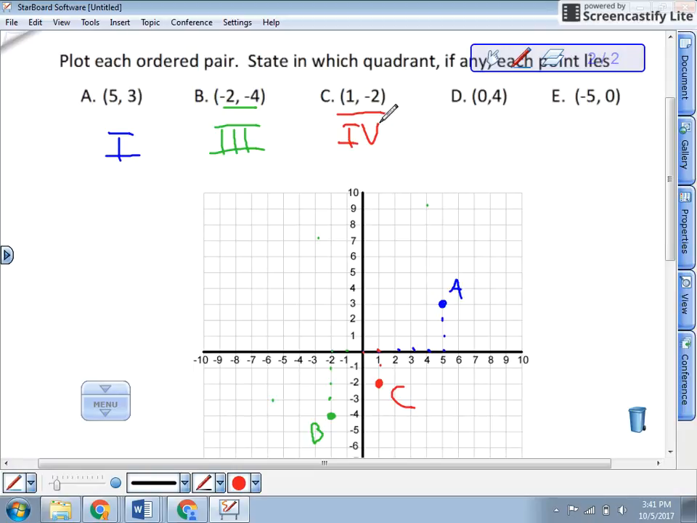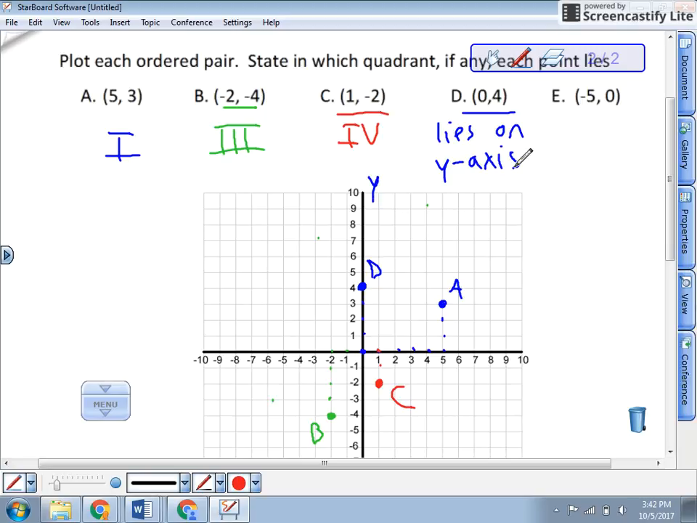Okay, the next two. These ones sometimes give people problems. Let's take a look at them real quick. 0, 4. We'll do that one in blue for D. So 0, I started at the origin. That means I don't go left or right, just stay right there. And then I go up 4. So 1, 2, 3, 4. So there is D. Now here's the trick question. Which quadrant does that lie in? It actually doesn't lie in any quadrant. It lies on one of the axes. So we're going to write lies on, and since it's on the vertical axis, we know that's the y-axis.